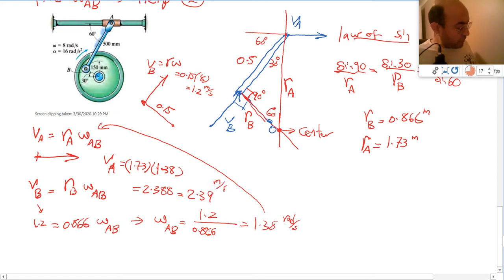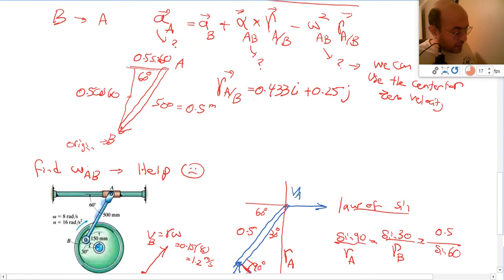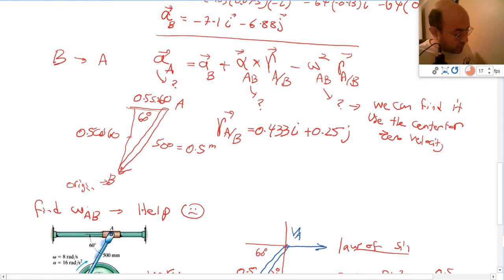So we know velocity of A, and then actually I was looking for just omega AB. I don't know why I calculated that. Omega AB is 1.38, and I already know it. So let's use this in the equation that we have from before. Then we'll do a couple of substitutions to solve the problem.